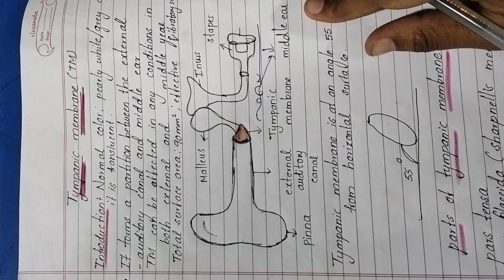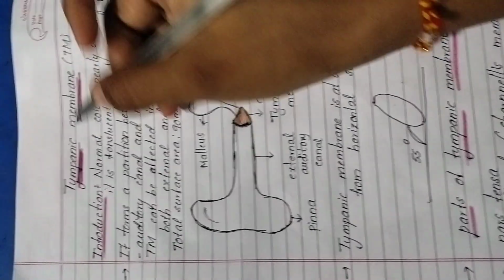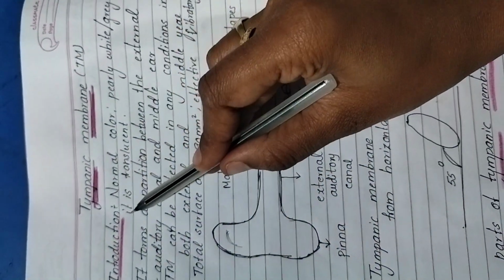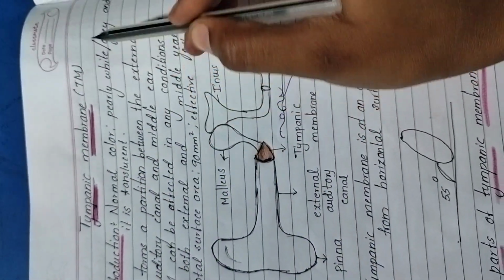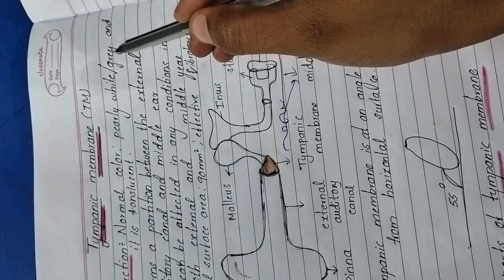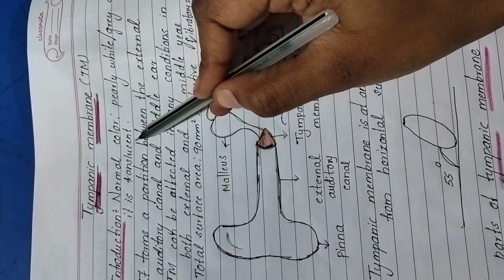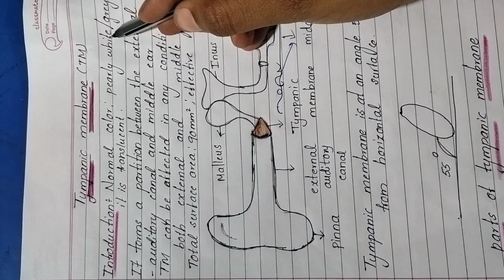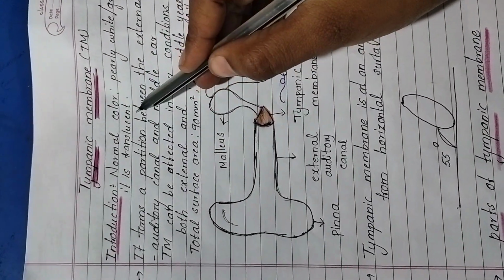Today I am going to discuss the topic tympanic membrane. Firstly, we start with the introduction. Normally, the normal color of the tympanic membrane is pearly white, also called gray, or it is translucent. So, the normal color of the tympanic membrane is pearly white and it is a translucent structure.